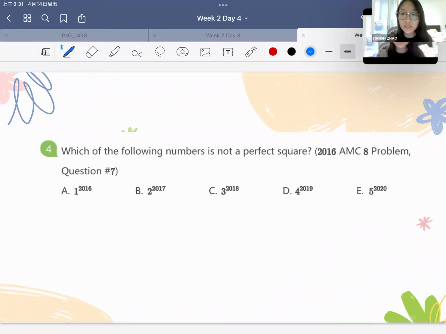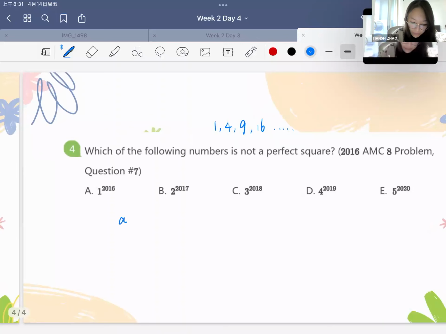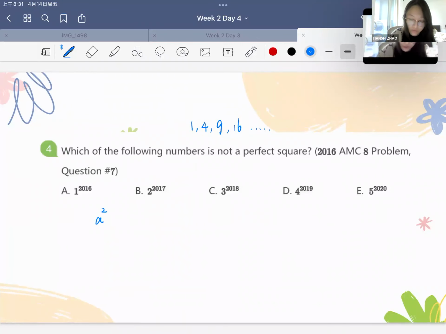This question asks which of the following numbers is not a perfect square. So what is the definition of a perfect square? A perfect square is a number which is the square of an integer. For example, 1, 4, 9, 16 are perfect square numbers. A perfect square is a number multiplied by itself, so it can be written in the form of some number squared, right? So if the number can be written as something to the power of 2, then it can be expressed in the form of a perfect square.